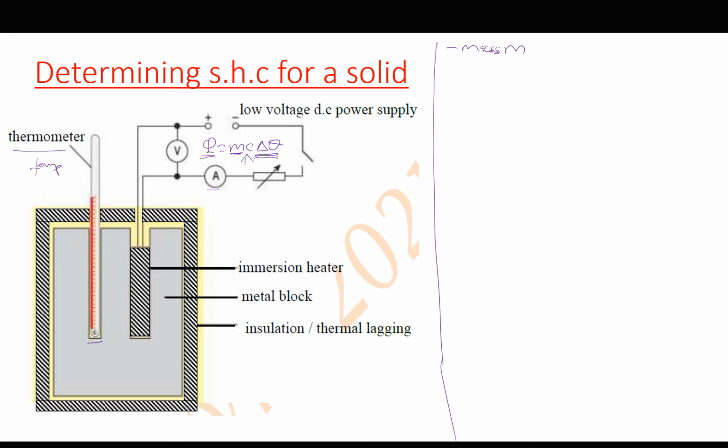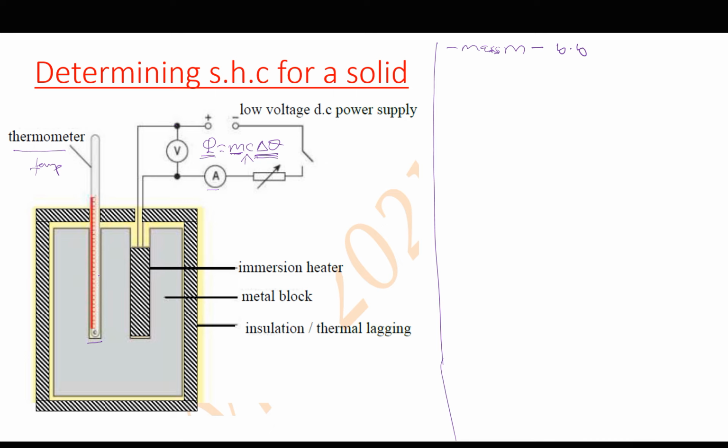I will measure the mass of the metal block m. Of course, to measure the mass, this will be done using a beam balance, or any balance to measure the mass. Then, of course, I'll place this into an insulation or lagging material to minimize heat losses to the surrounding. Here I have a low voltage heater and a thermometer which have been inserted in two holes that have been drilled in this solid.